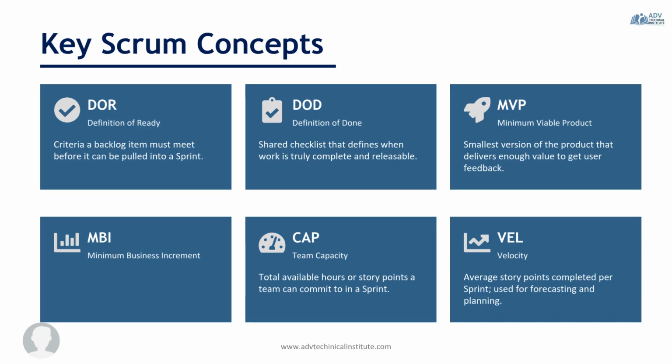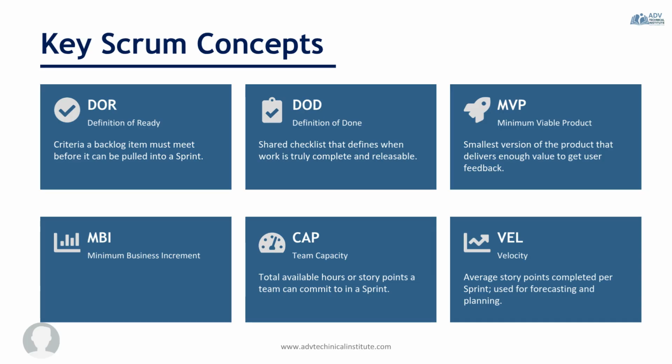Next is the definition of done. This is a shared understanding of what it means for work to be complete. A user story isn't done simply because coding is finished. It may also need to be tested, documented, reviewed, and meet all acceptance criteria. The definition of done helps maintain quality and consistency. The minimal viable product is the smallest version of a product that delivers enough value to customers to gather feedback and validate assumptions.